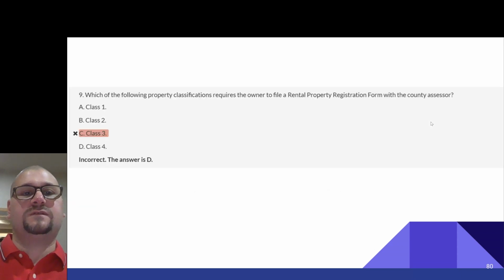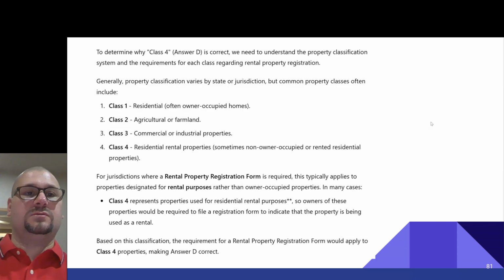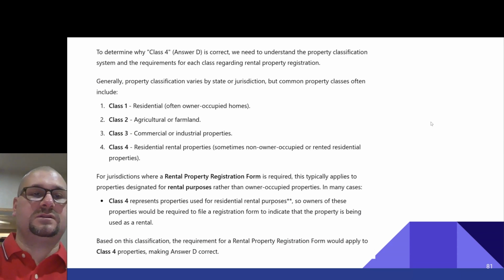All right, which of the following property classifications requires the owner to file a rental property registration form with the county assessor? So determine why Class 4 is correct. We need to understand the property classification system and the requirements for each class regarding rental property registration. Generally, property classification varies by state or jurisdiction, but common property classes often include this.